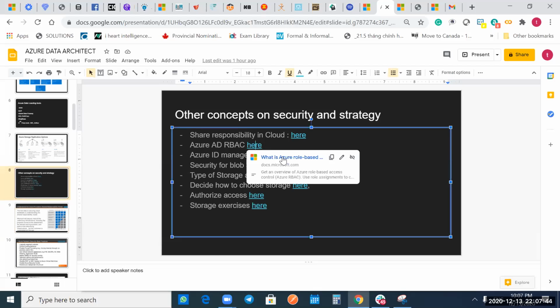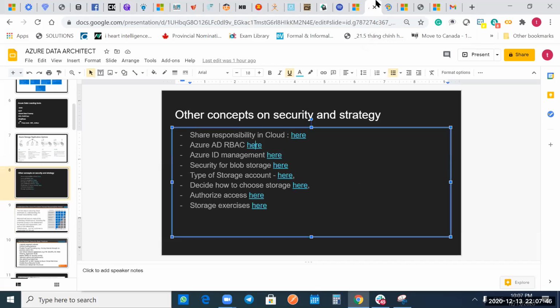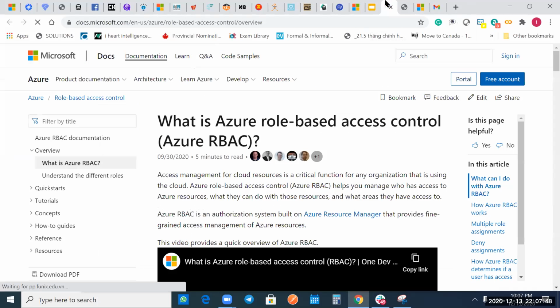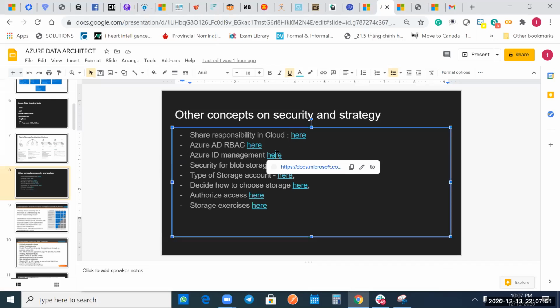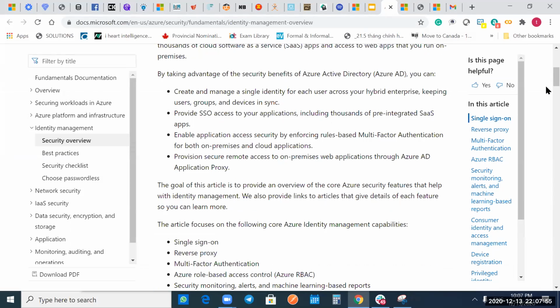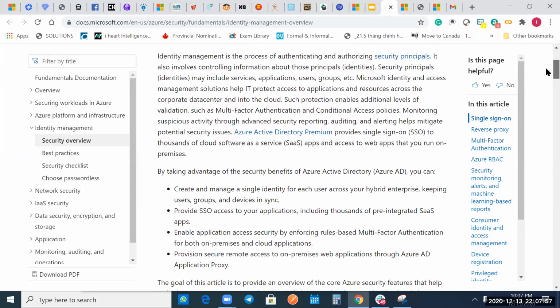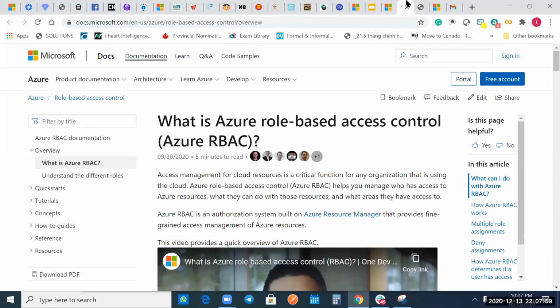Okay, and we'll go very, very briefly on this. So basically, I think this is the later one.